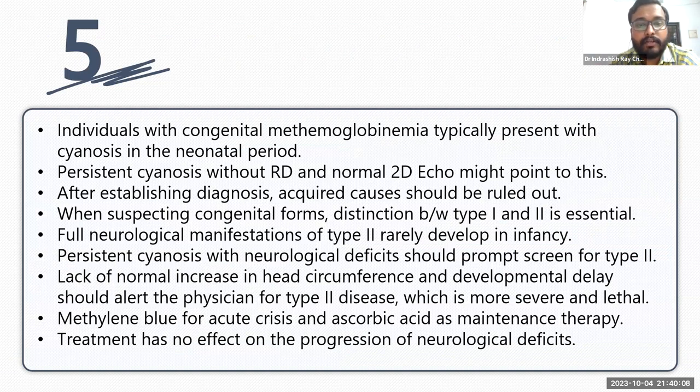When suspecting congenital forms, distinction between type 1 and type 2 deficiency is the most difficult part, as full neurological manifestations of type 2 rarely develop in infancy. Persistent cyanosis with neurological deficits, however, should prompt screening for type 2 in every case. Lack of normal increase in head circumference and developmental delay should alert the physician to type 2 disease, which is more severe and lethal. Methylene blue has been advocated for acute crisis management and ascorbic acid as maintenance therapy. However, none of this treatment has an effect on the progression.